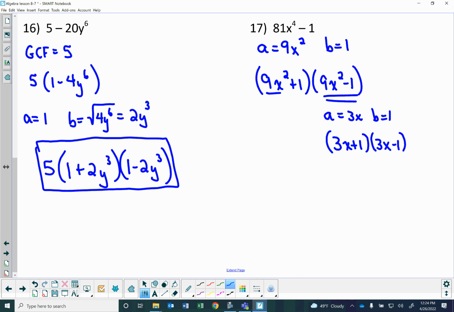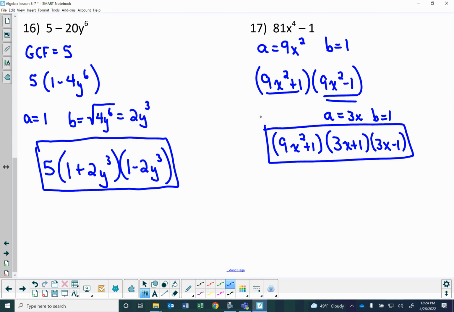So we had the 9x squared plus 1. We have to put that back in there, because that was my first term that does not factor again because it's a sum. But that second binomial factored a second time. So you have to be really careful with that, because that will happen periodically, that you'll get something and you'll be factoring it down, and it will factor even further, and you won't recognize it factors further.